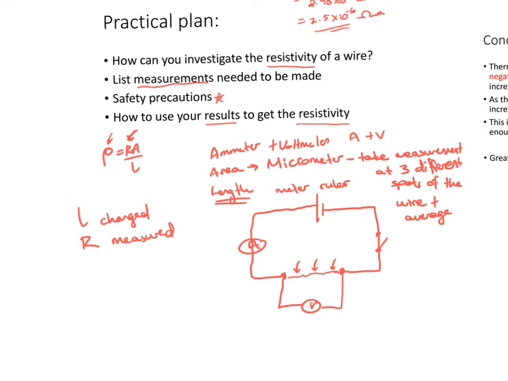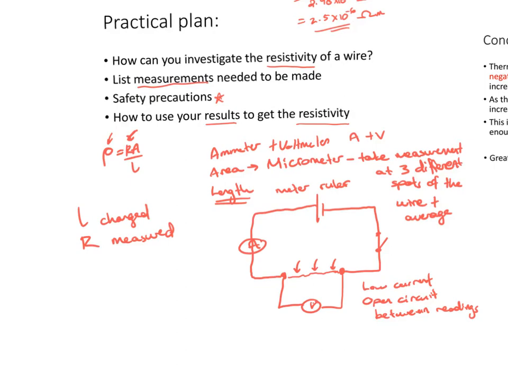And also use a very low current, so it doesn't heat up the wire too much, and open the circuit between readings to avoid any heating up of the wire. Now, safety precautions are usually to not touch the wire because it might get too hot. Don't place it near water sources and so on.